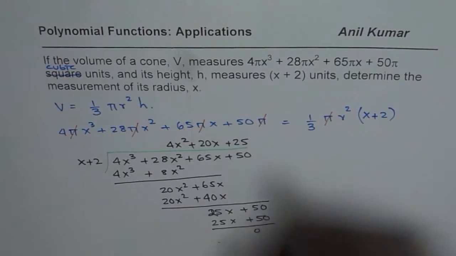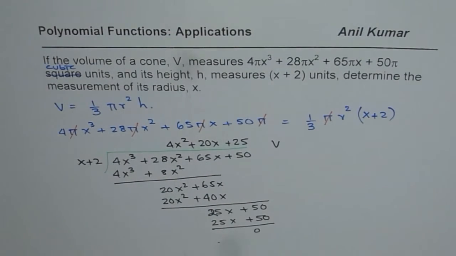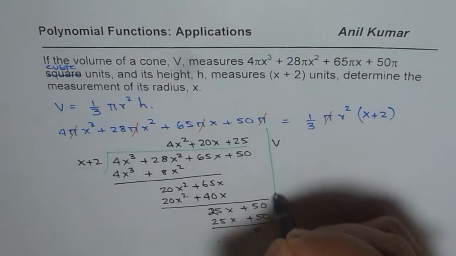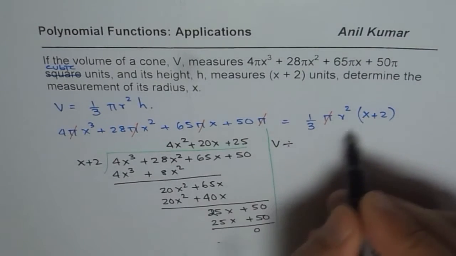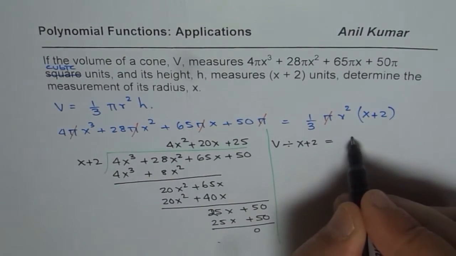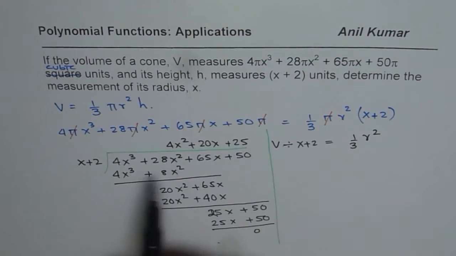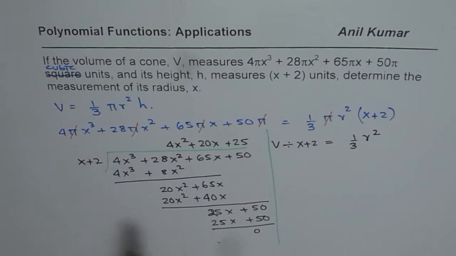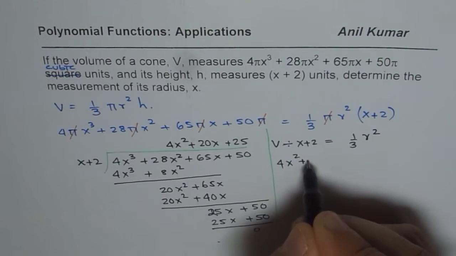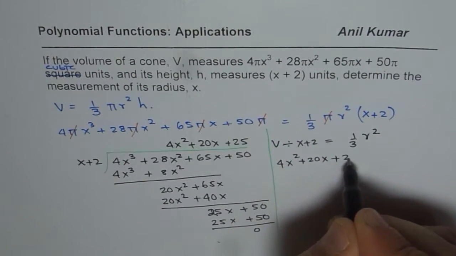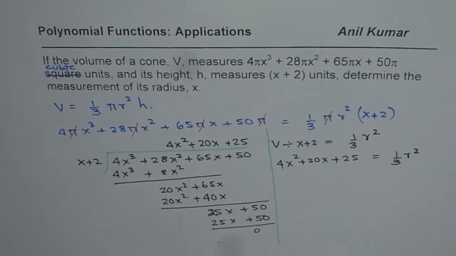So basically what we did was we said this is the volume divided by x plus 2, and that equals 1/3 of r square. Remember that, 1/3 of r square. Now when you divided this volume by x plus 2, you get the quotient, which is 4x squared plus 20x plus 25, and this equals 1/3 of r square. You get the idea, correct?